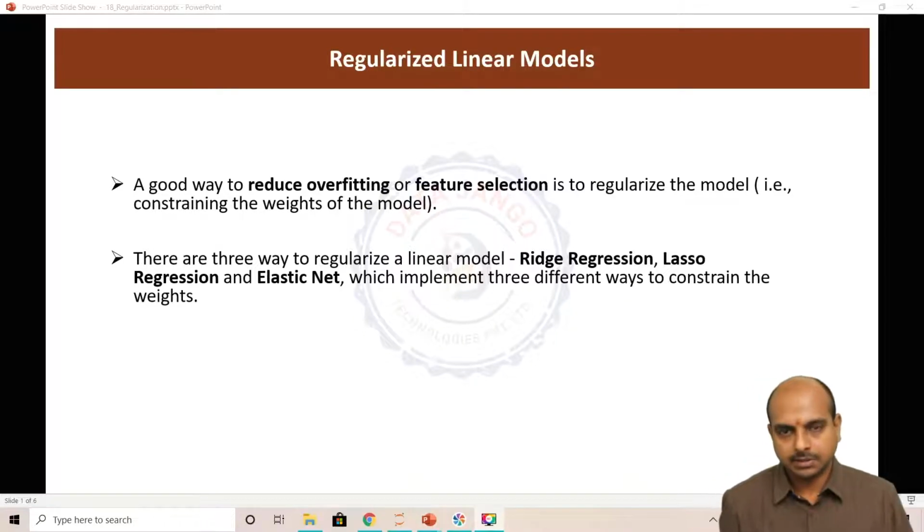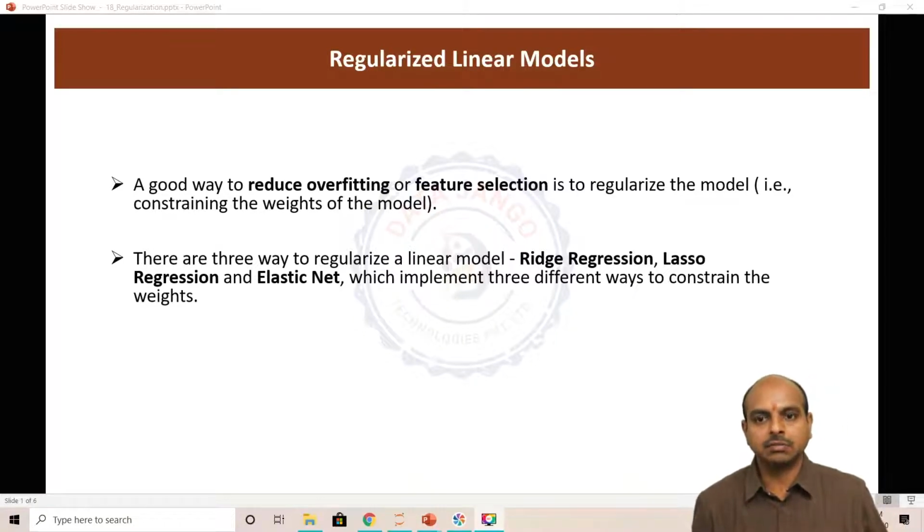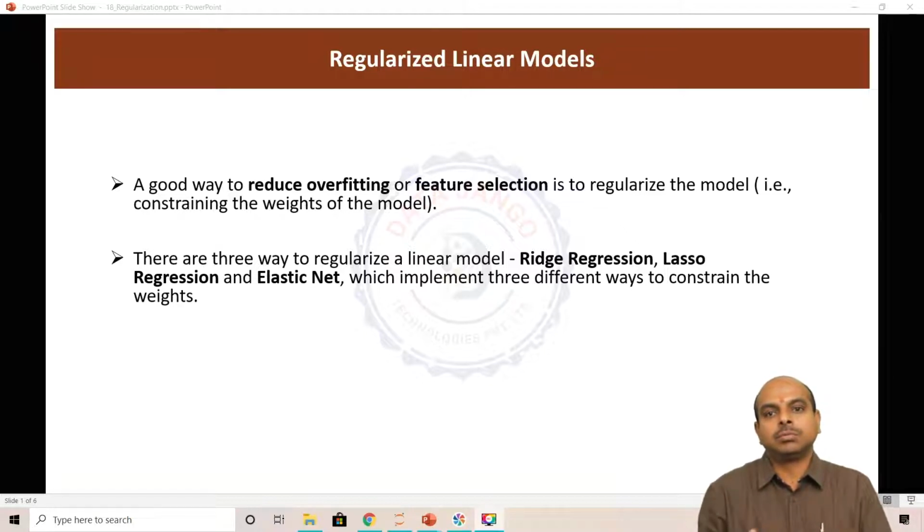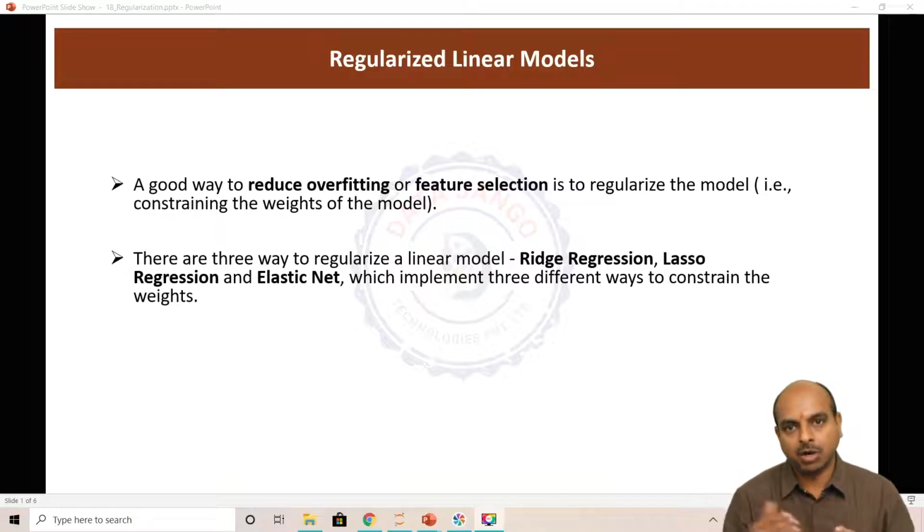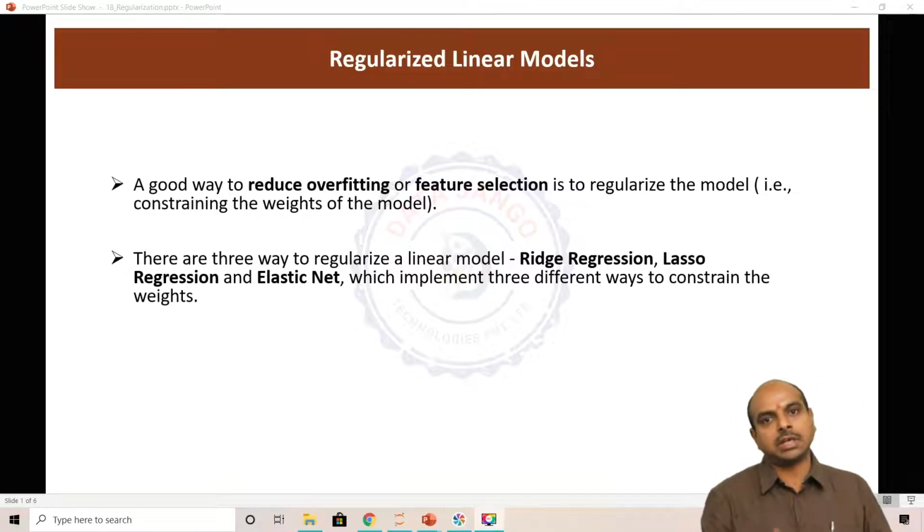Hello and welcome back. In this session, we will understand regularization. Regularization basically helps you reduce overfitting. When the model is overfitted, that's when the actual journey starts. If the model is underfitted, you don't even try to test it on the test set. When the model is overfitted, that's when you try to test it on the test set.